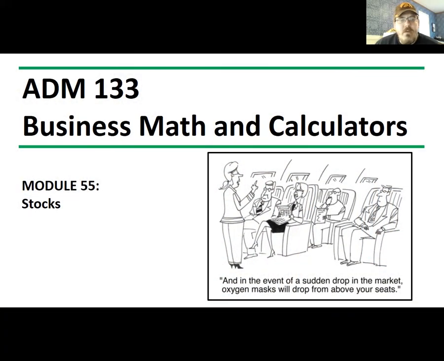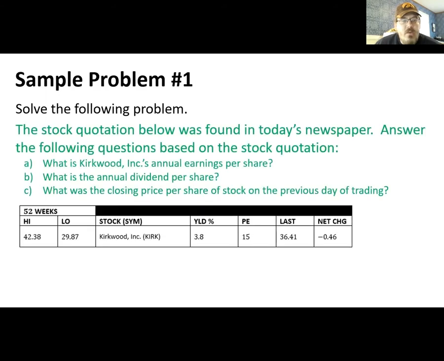Alrighty, so here we go with some problems related to stocks. So problem number one, here we go. We've got a stock quote found in the newspaper or wherever you might find your stock quotes. Answer the following questions based on the stock. So for this particular stock, Kirkwood Inc., we want to find the annual earnings per share, we want to find the annual dividend per share, and we want to find the closing price of the stock on the previous day of trading.